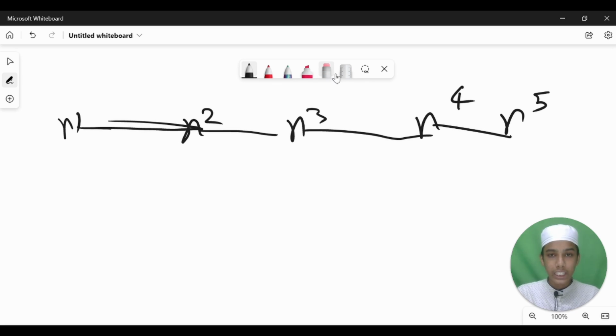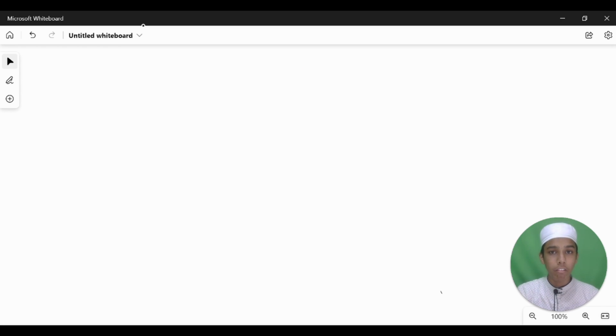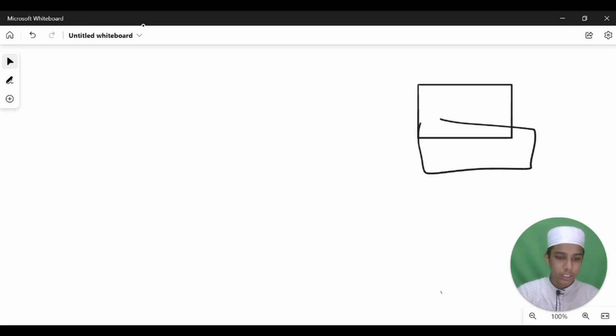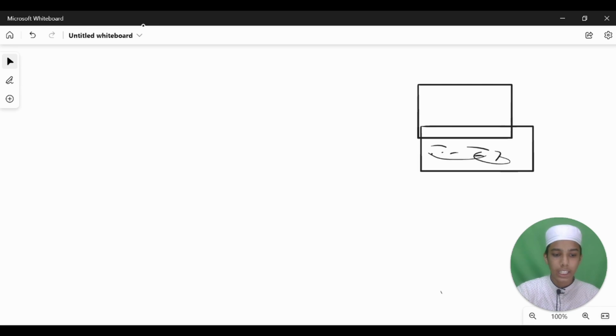Now let's talk about neural networks, how they work, how they are connected, and other stuff, with an example. Let's take an example of a laptop. Let's say we have a laptop, which is something like this, and then we have some keys like this. Let's say that these are the keys.